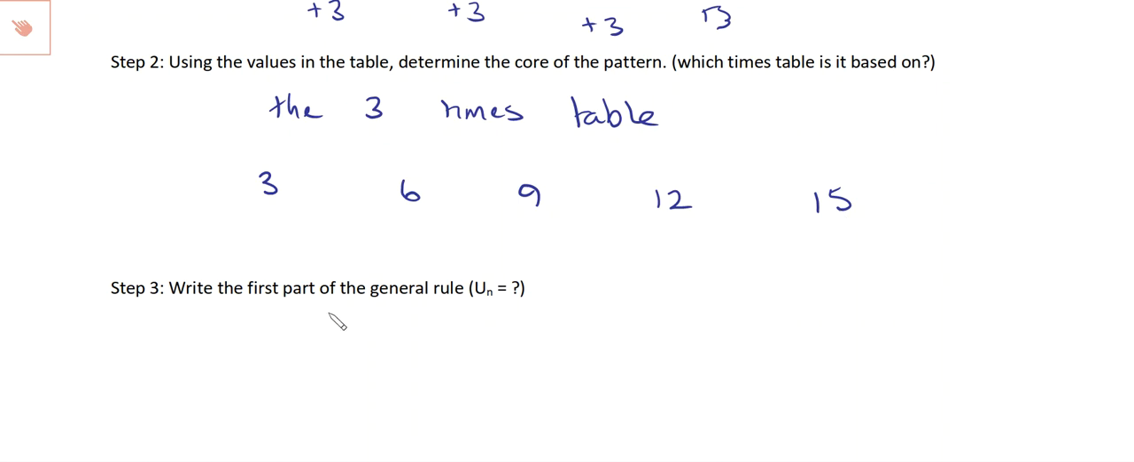Javi, what does that mean the first part of the general rule will be? Un equals? You gave me the whole thing. I just want the un bit. Okay? I'm trying to offer step by step.